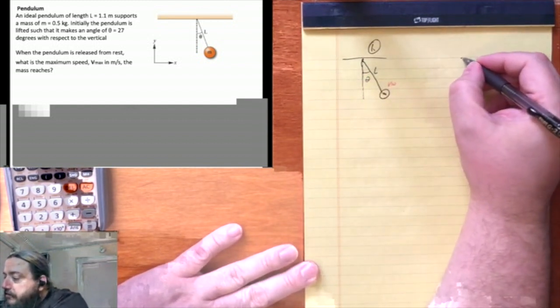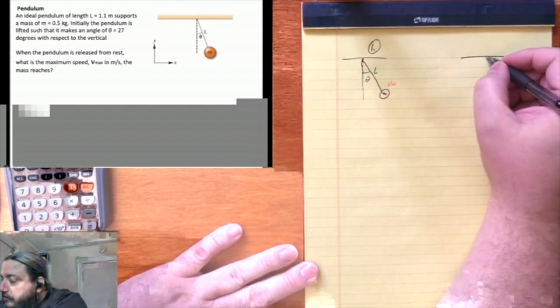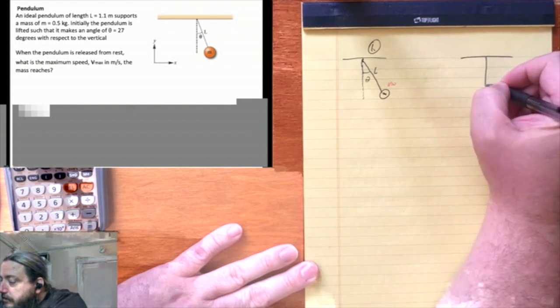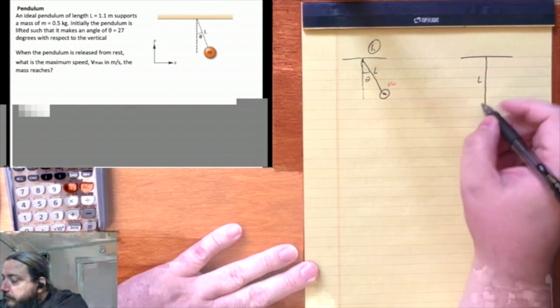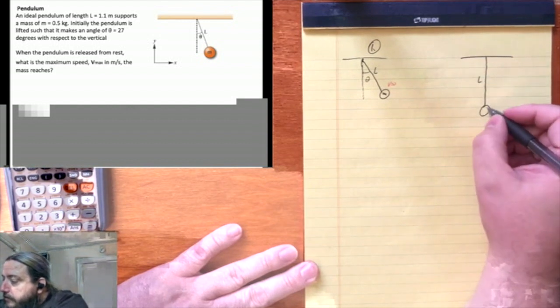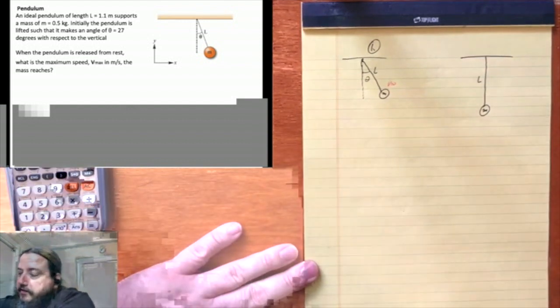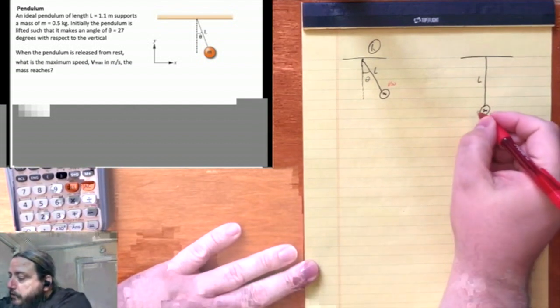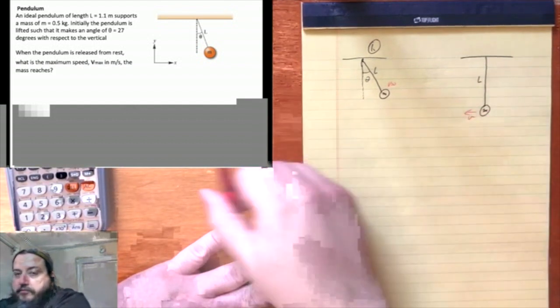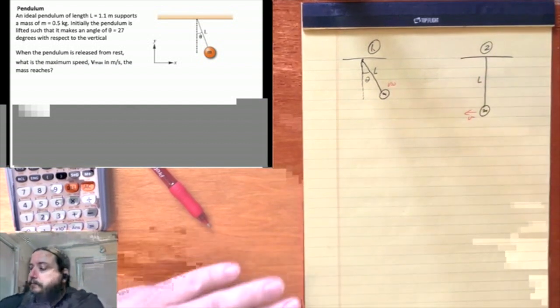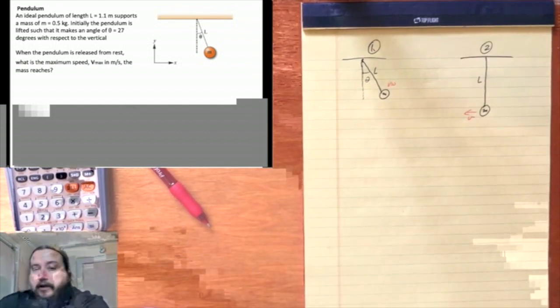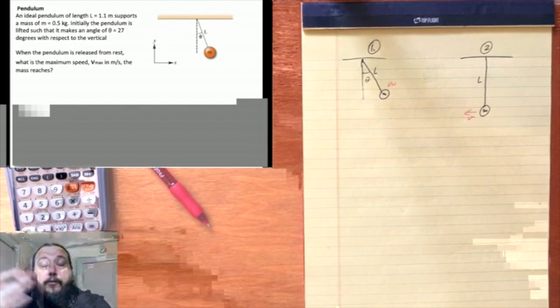And our second interesting moment is the moment here, when we're now at some length L straight downward, and we have our mass like so, and now we're moving at some speed v. This is our moment 2. And the question is, where are we going? So first of all, what's going on?